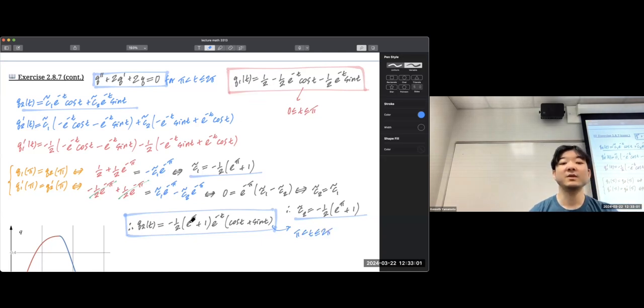So we have success. There's no more C1s, no more C2s, no more C1 tildes, C2 tildes, none of that anymore, because we've found all the arbitrary constants.